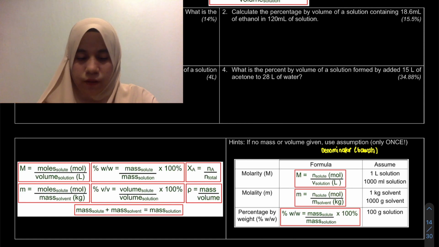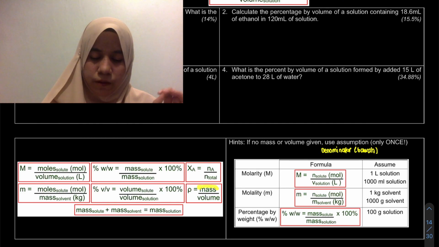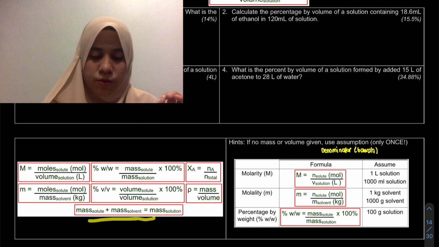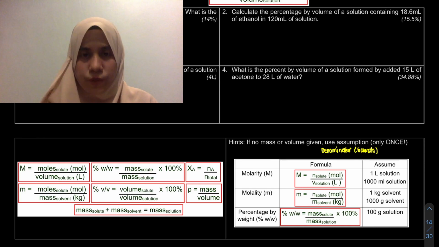Okay, so here again all the formulas. It's not only the 5 ones. Don't forget about the density, the formula of the density of solution, as well as the mass solute plus solvent is equal to mass of solution. And then this is the assumption.